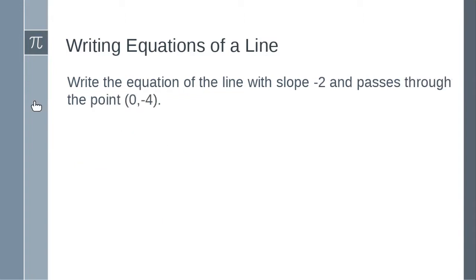So this is a little bit different here. Write the equation of a line with slope -2 and passes through the point (0, -4). Okay, so the question we want to ask ourselves is, do we know the slope? Do we know the intercept? So do we know the slope? Do they tell me what the slope is here? And you can put it in the chat if you like. Yes, right? So the slope is -2.